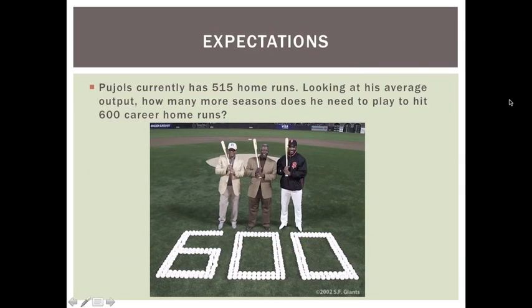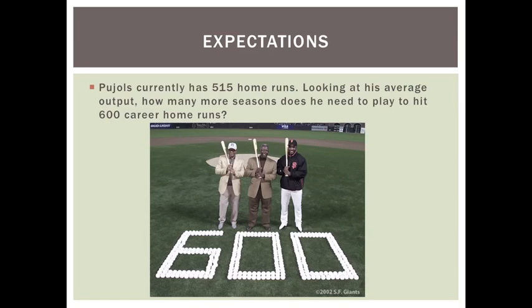So though he's varied quite a bit, he's really been pretty consistent in that you could almost expect 37 home runs a year. Looking at expectations, Pujols currently has 515 home runs. Now, of course, this current season isn't completed yet, so his 23 home runs this season isn't a full number. But looking at his average output of about 37 home runs a year, how many more seasons does he need to play to hit 600 career home runs?